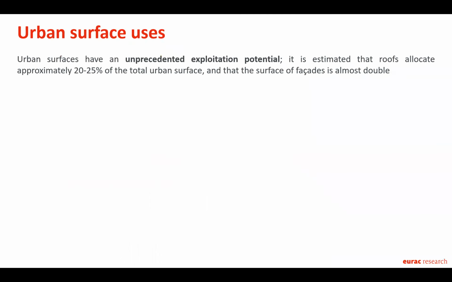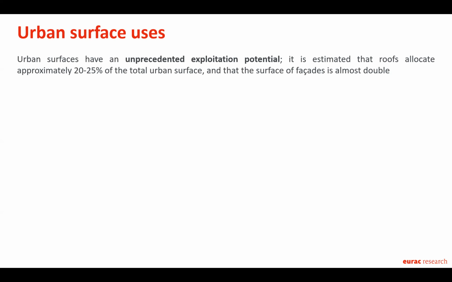Actually, when we are talking about using urban surfaces, we should consider that urban surfaces are not just roofs or facades, but we have also ground surfaces. So actually, there's a high exploitation potential. It is estimated that roofs are around 20 to 25% of the total urban surface, and the surface of the facades is almost double. So there's a lot of space that might be wisely used for many different uses.